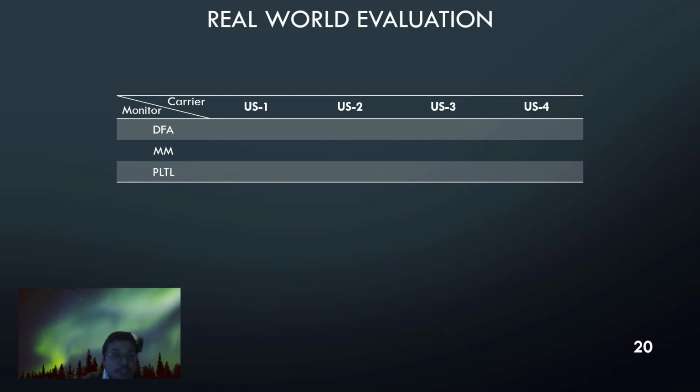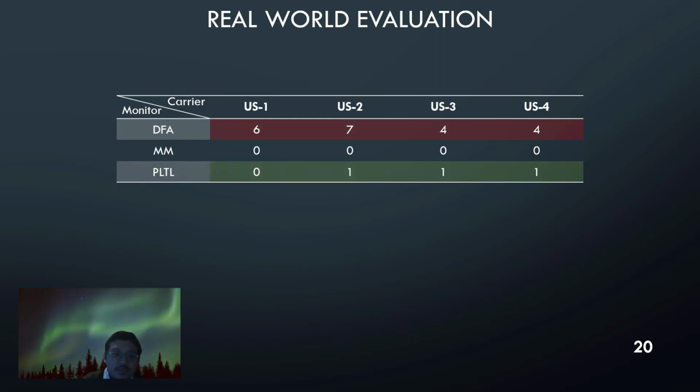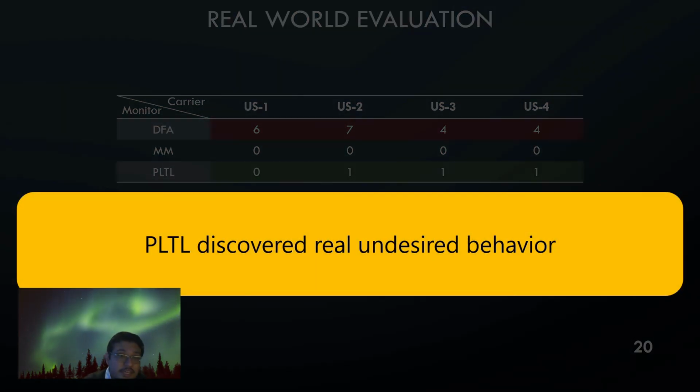What we saw is that DFA produced some warnings: 6, 7, 4, and 4 respectively. Mealy Machine produced no warnings, and PLTL produced no warnings for one of them, and then 1 warning for each of the other operators. At this point, we were kind of expecting all of them to be false warnings, but that wasn't the case. In fact, PLTL identified real undesired behaviors in 3 network operators.